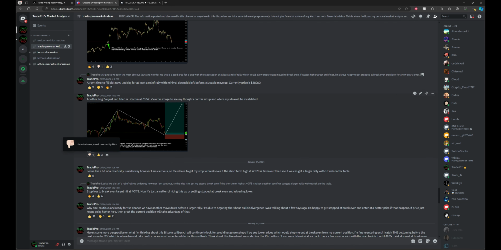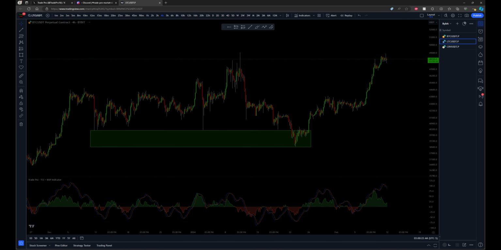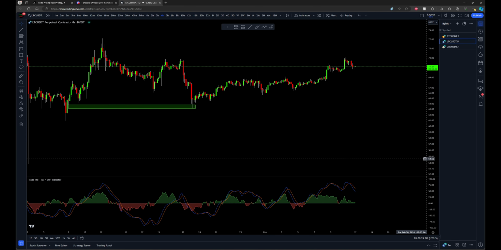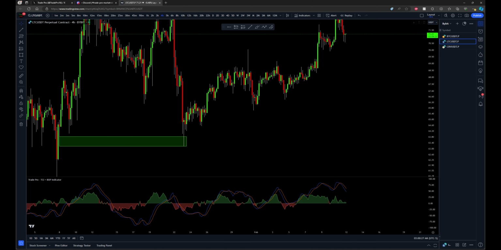Someone actually disliked the Litecoin setup post, but it turns out it ended up being the exact bottom before this rally. So zero drawdown with that setup.